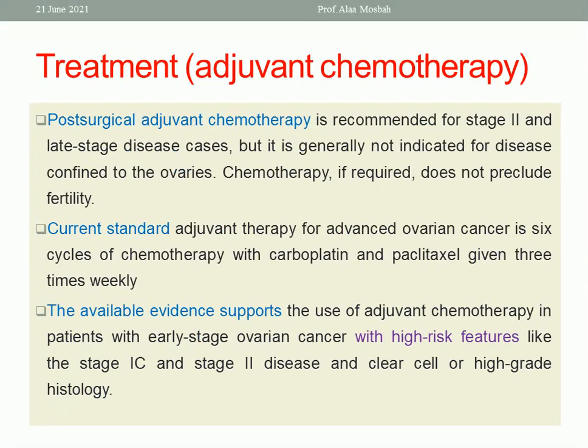Then after surgery you are going to give the patient chemotherapy, and this is called adjuvant chemotherapy. And this chemotherapy doesn't preclude fertility, okay? And it is recommended for stage 2 and late stage disease cases, but generally not indicated when the disease is confined to the ovary.